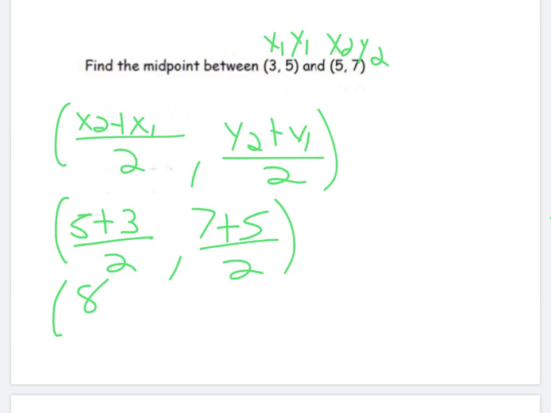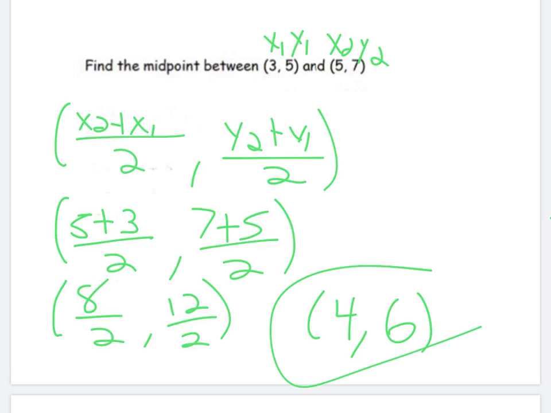So 5 plus 3 is 8. I can divide 8 by 2. And then 7 plus 5 is 12. And then I have 12 divided by 2. So the last step is to divide both by 2. So 8 divided by 2 is 4. And 12 divided by 2 is 6. So my midpoint is (4, 6).